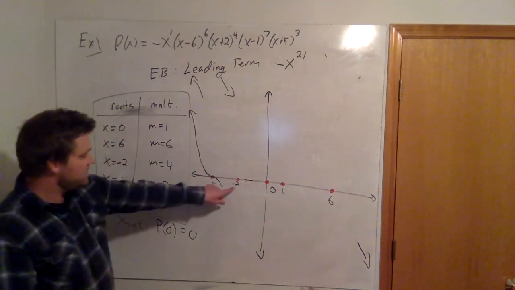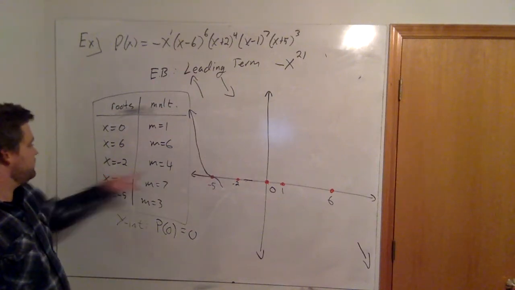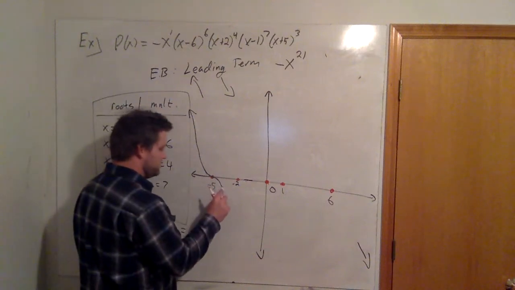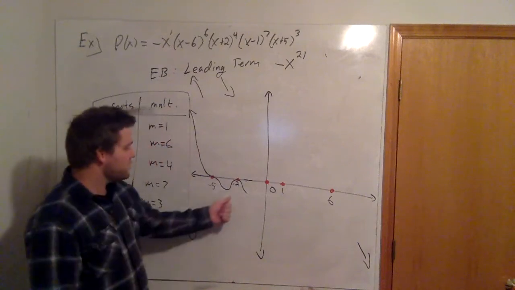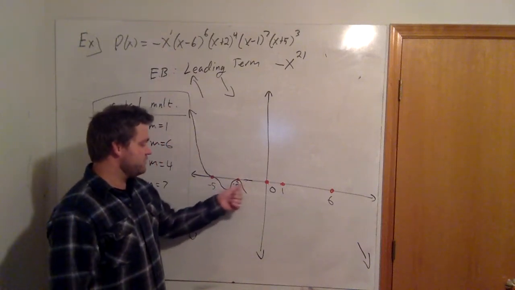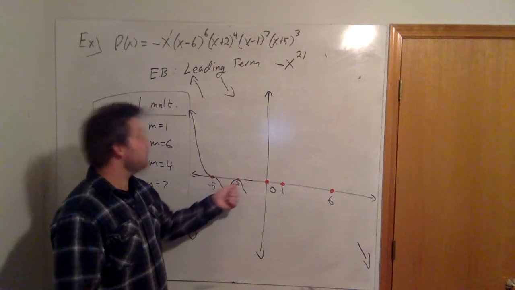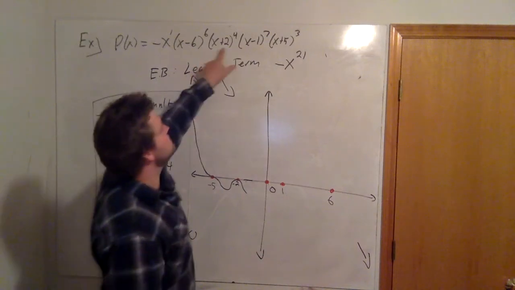Okay, what's going on at negative 2? Does it cross? Does it bounce? Well, at x equals negative 2, it has a multiplicity of 4, so it's going to bounce off negative 2. So it'll bounce. Notice right around negative 2, the graph looks very similar to a quadratic or something of an even power, and this negative 2 came from a factor that has an even power on it.